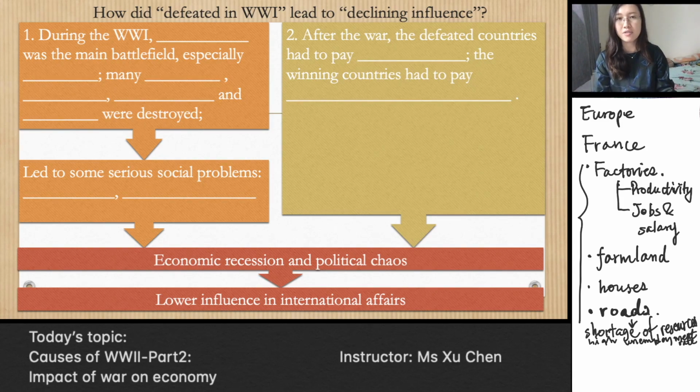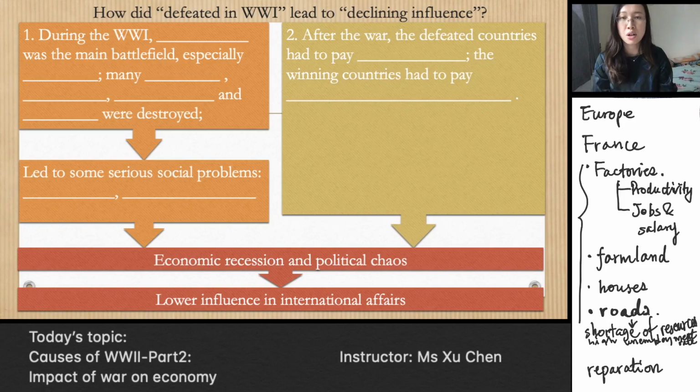After the war, the defeated countries have to pay. Remember, according to the Treaty of Versailles, Germany had to pay 6.6 billion pounds as reparations to the winning camp, right?